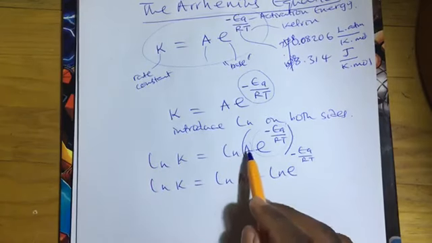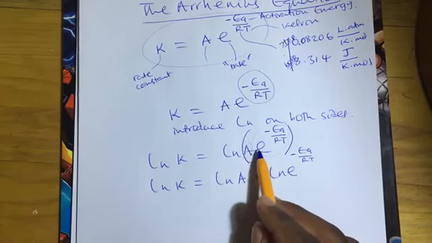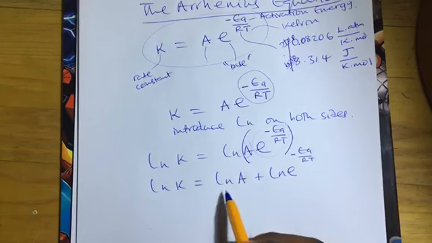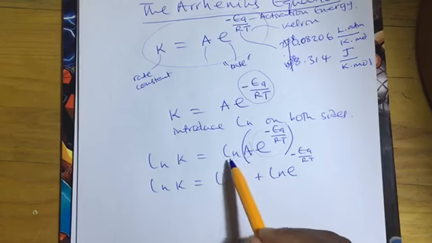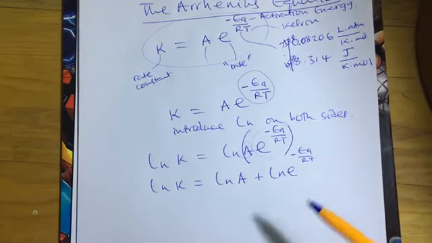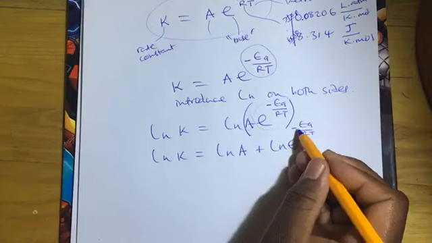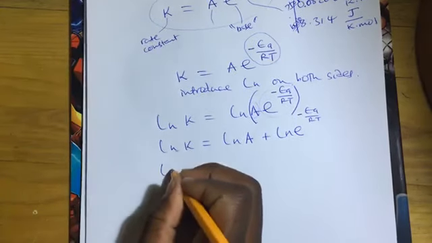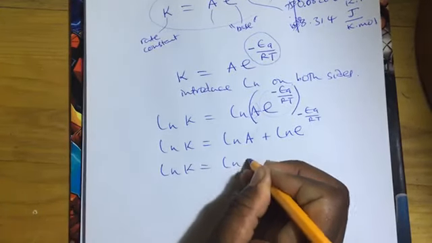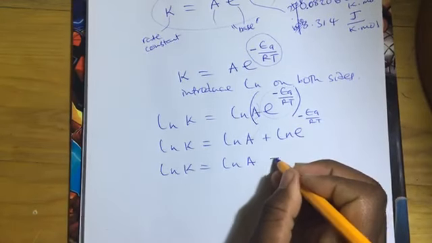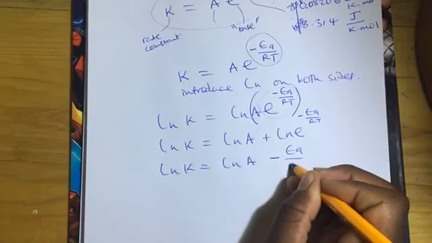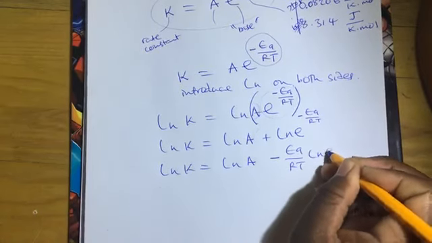And you guys know that when you multiply things and you have a log, it's as good as adding them. So I've written ln a and then ln e to the power whatever. Then this is going to come in front. I'm going to have ln k is equal to ln a, and then negative Ea over RT ln e.